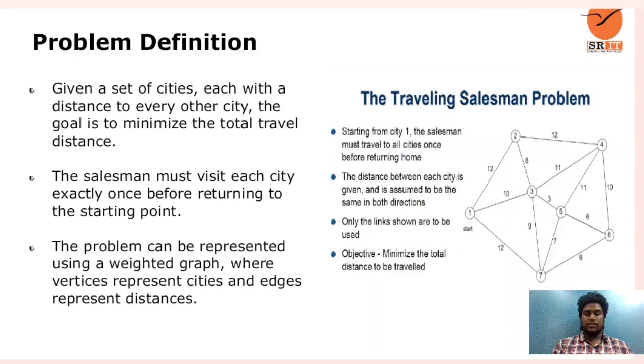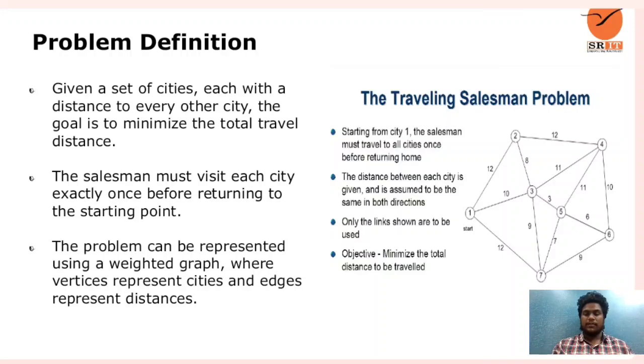Problem definition. Given a set of cities, each with a distance to every other city, the goal is to minimize the total travel distance. The salesman must visit each city exactly once before returning to the starting point. The problem can be represented using a weighted graph where vertices represent cities and edges represent distance. You can see the diagram.